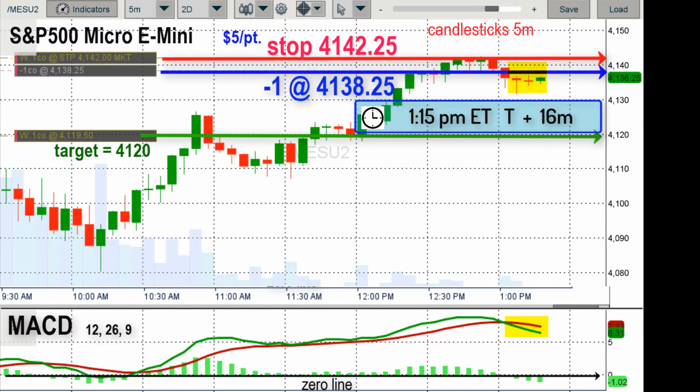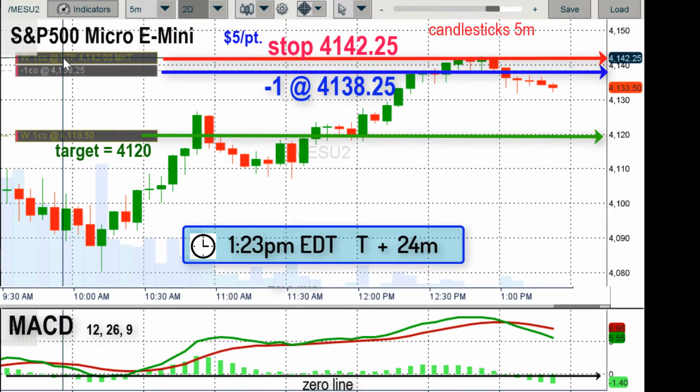I expected prices to go down. They haven't. But where am I right now? I'm up $10. The trade's been on 16 minutes. Prices are flat. And the good news is momentum is still going down. Therefore, my decision is I still want to be in this trade.